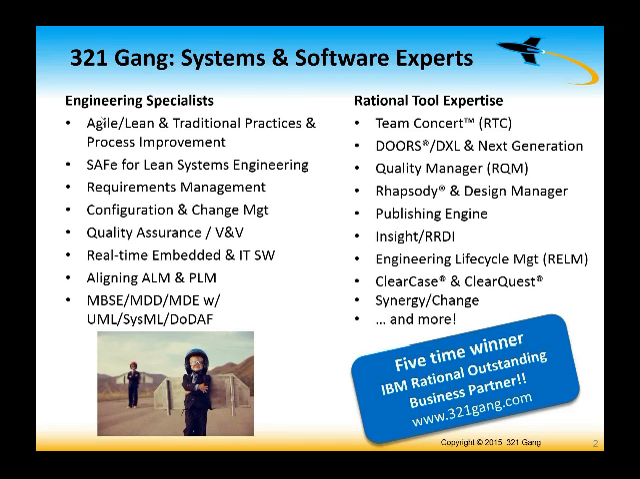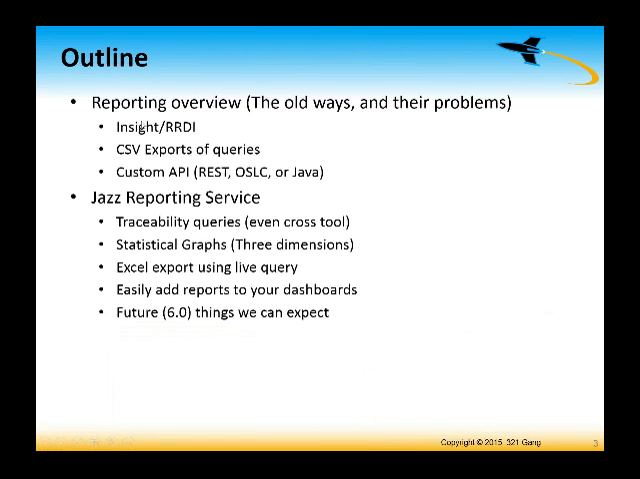So today we're going to spend a few minutes talking about the old ways we used to do this, using things like Insight and RDI, using CSV exports from queries from different tools, and even using the custom API, REST, OSLC, or Java to pull data dynamically and analyze it that way. Those ways worked. They had some good things and some bad things. Essentially, what Jazz Reporting Service did is take lessons learned from the approaches above and create a better mousetrap, for lack of a better term.